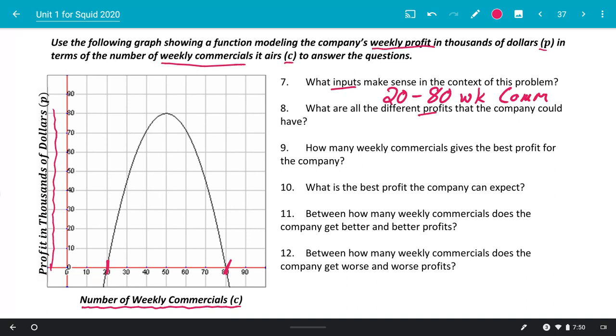What are all the different profits or the outputs? Well, again, we want to go from 0, and then the highest point is right here. So from 0 to 80,000.